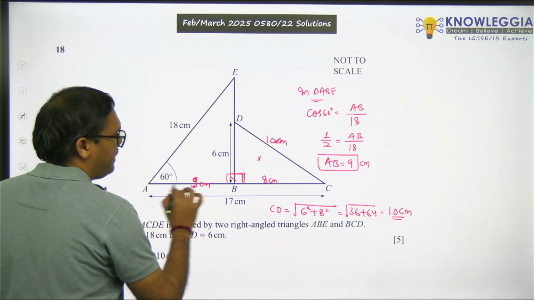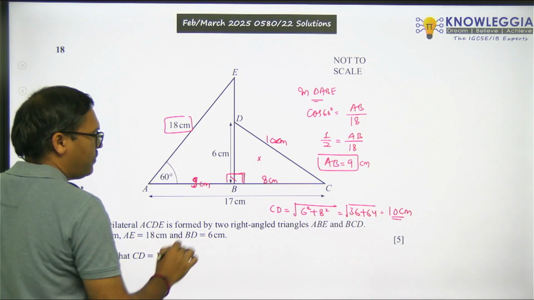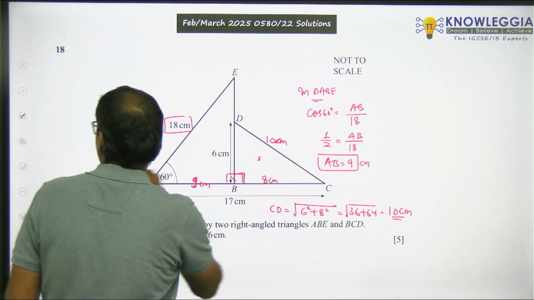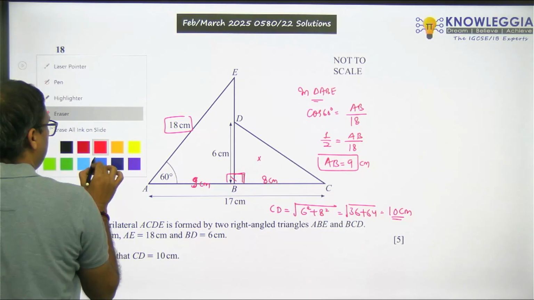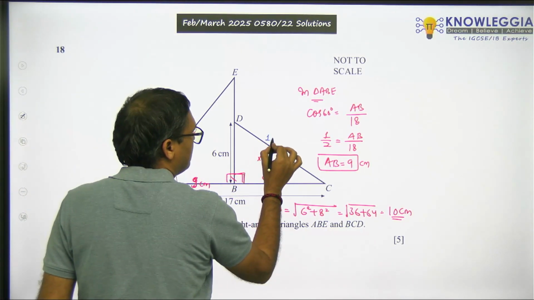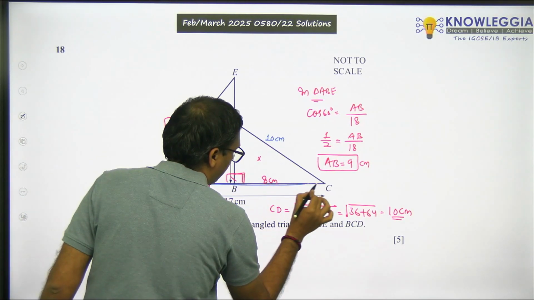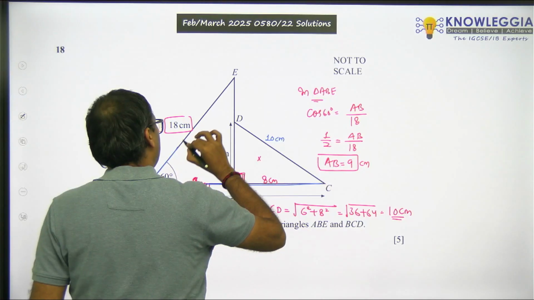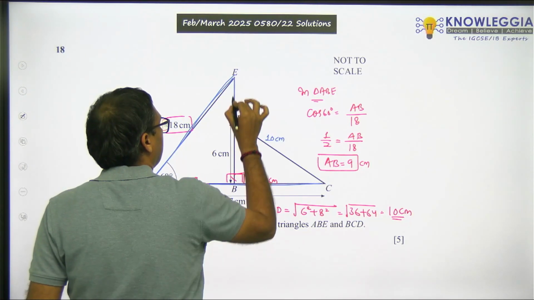For finding ACDE, we have this side. We already know this is 17. We have found this is 10 centimeter. I'll change the color also. This is 10 centimeter. This is 17 centimeter. This is 18 centimeter. We have to find the perimeter. So we just need this thing.